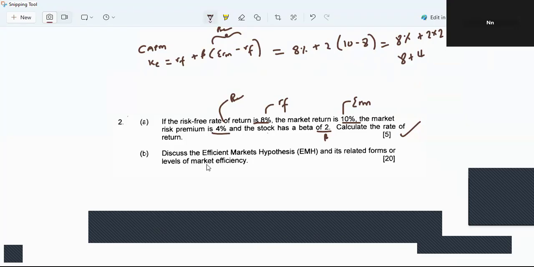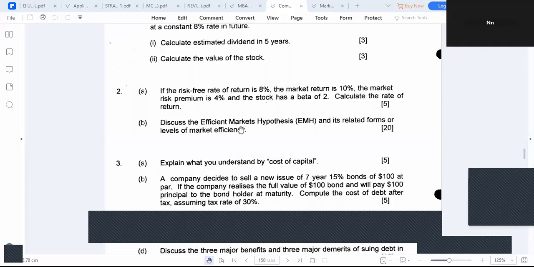Right. Then we go to the next question, which is asking us, what do you understand by the efficient market hypothesis? This is 20 marks.